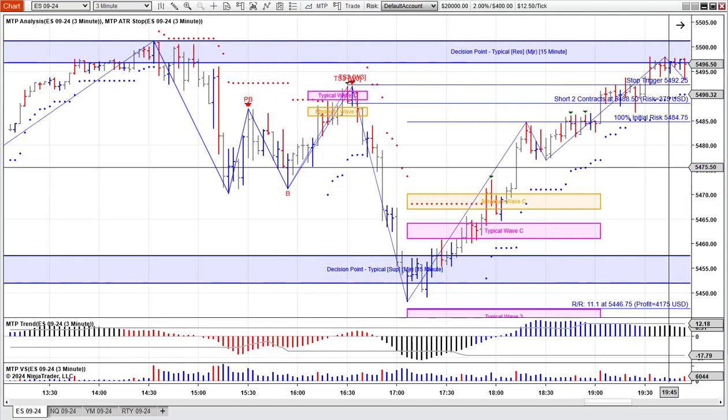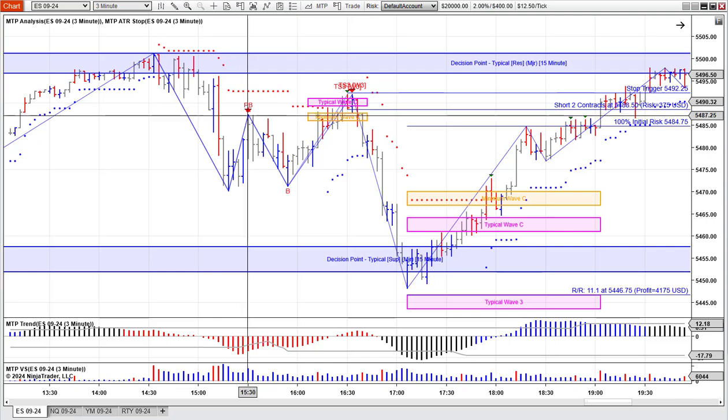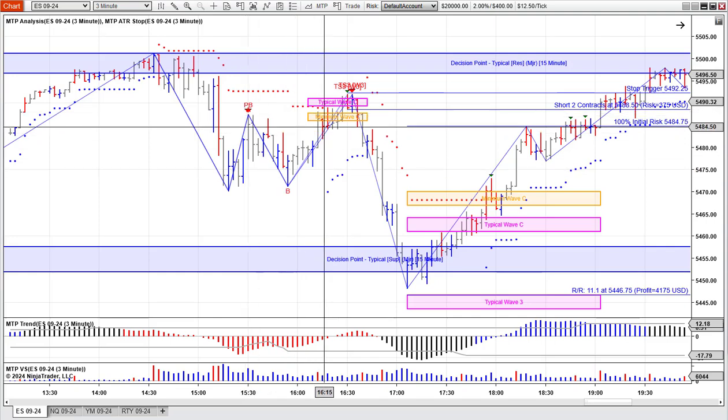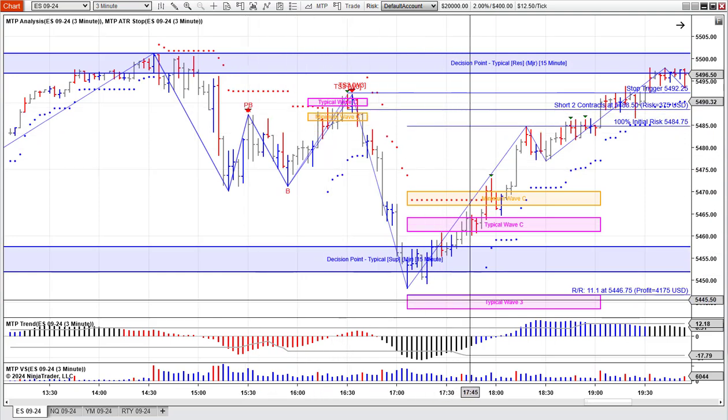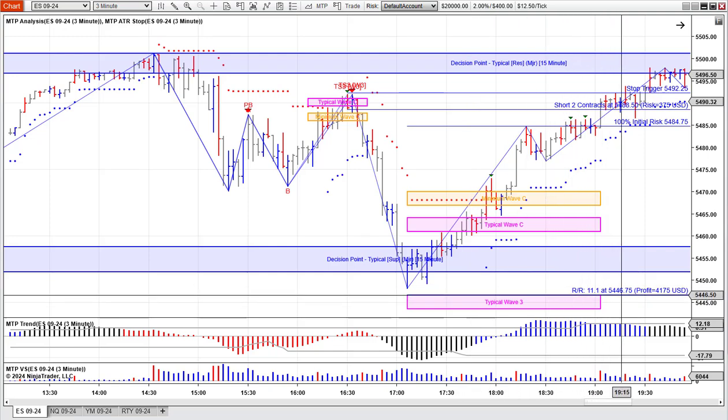But this is the beauty of MTPredictor, is, do you remember the previous trade? If we said that had been a minus 1R loss, look where the profit target is for this one, at plus 11R.